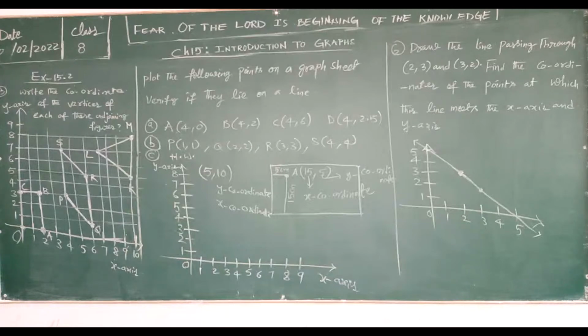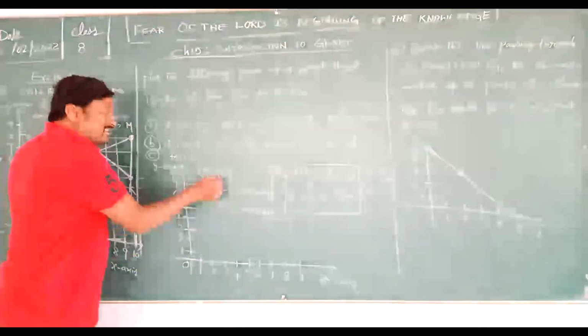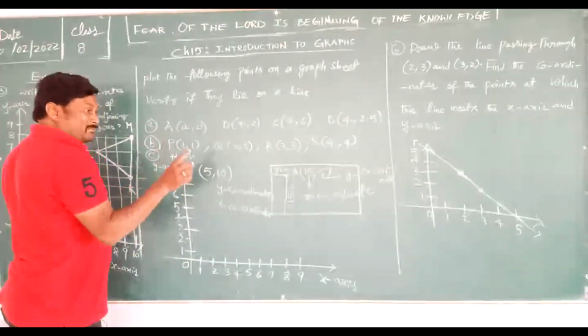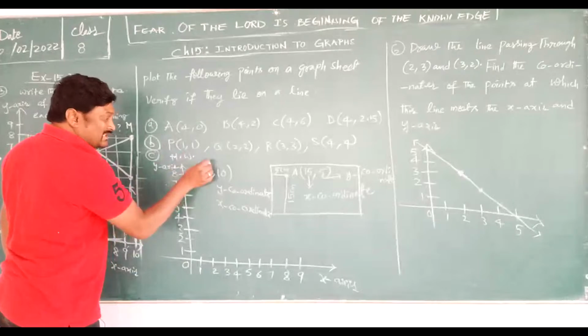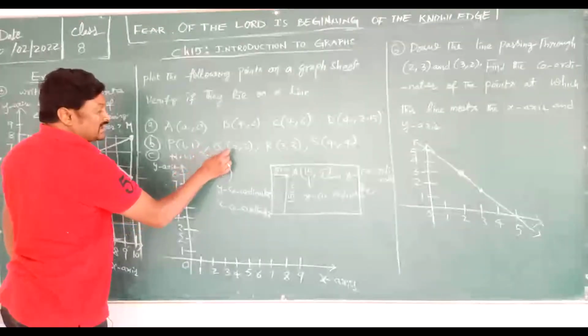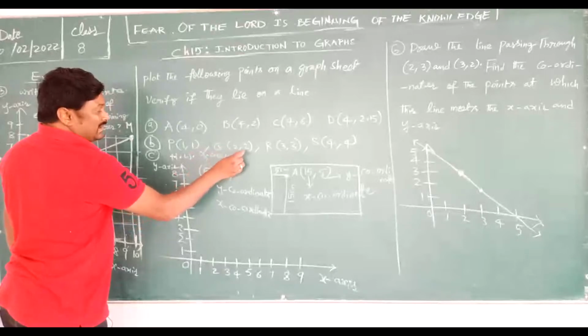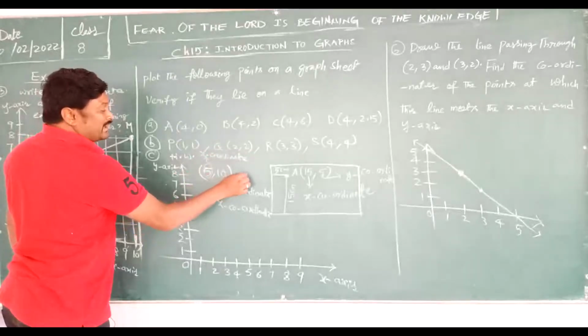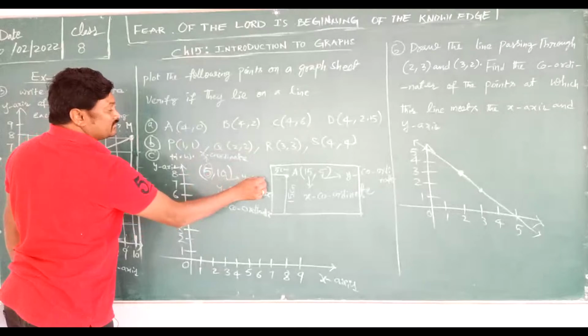10 is the x coordinate, written by Divyanshu Solanki. No. See, always remember, the first one is called the x coordinate, and the second one is called the y coordinate.